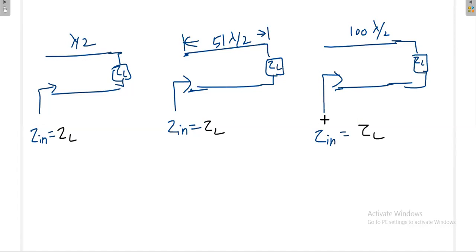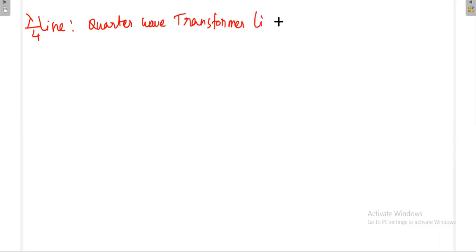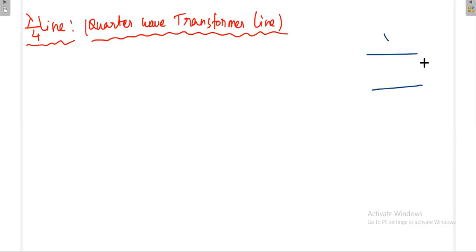Next we'll have the lambda by 4 line. Another name for the lambda by 4 line is the quarter wave transformer line. Once the length of the line is lambda by 4, you are connecting it with some load impedance ZL.